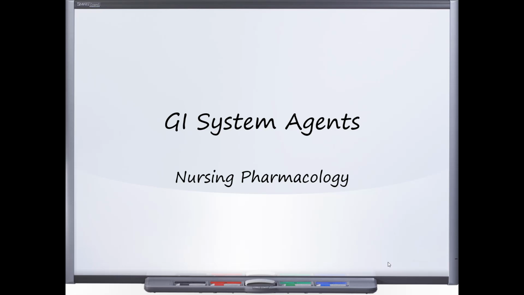Welcome to the unit on the GI system agents. The function of your GI system is really to extract the nutrients from food so that they may be used to fuel the many metabolic processes in the body. Multiple steps are necessary to accomplish this, from ingesting the food to the propulsion, the digestion, the absorption, and then finally the defecation of the waste products.